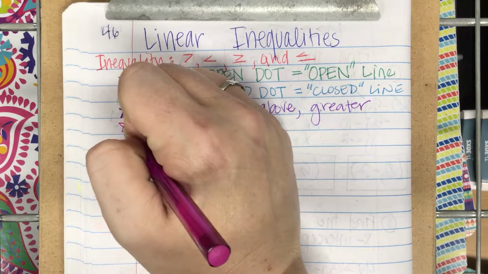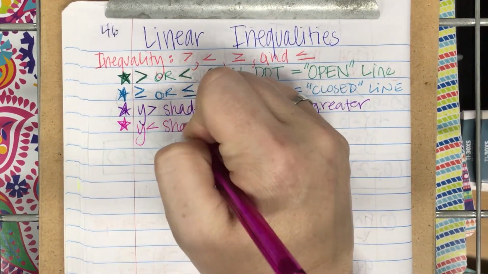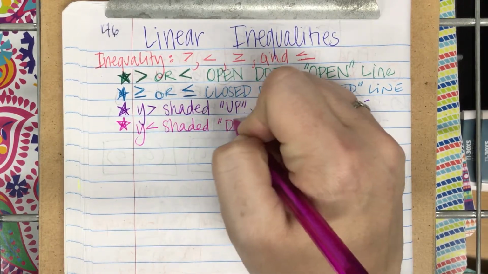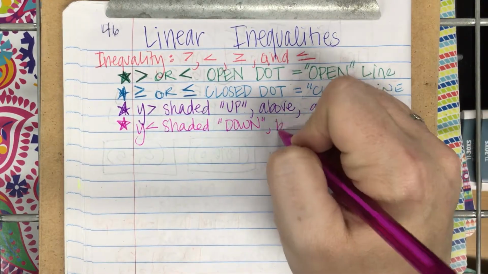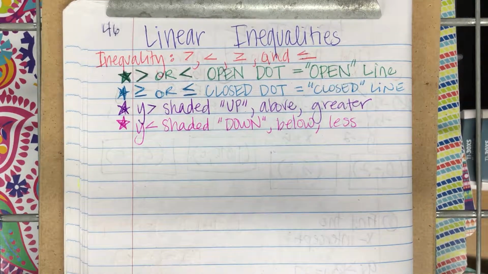And if it was less than, we shaded down, below, less. So a linear inequality has to be graphed because the information is the shading, right? In an inequality, the answer is that value, because remember there are infinite answers to an inequality.